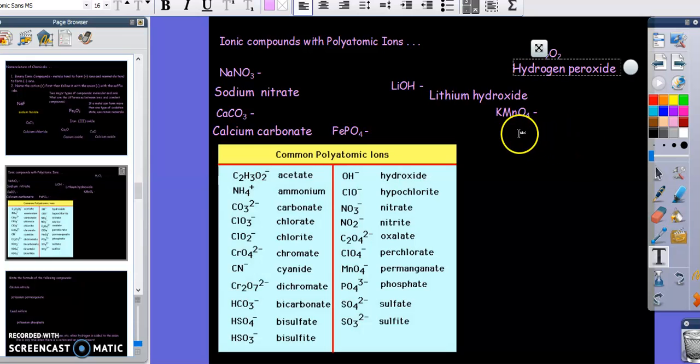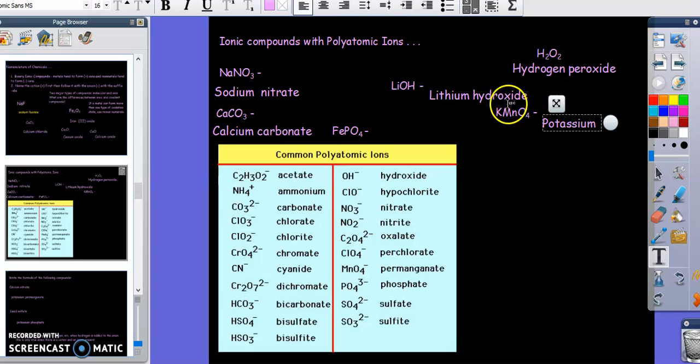So let's take a look at this next to last one here. Name the first element. It is potassium, and then MnO4. I'm going to go down here and see if it's listed. Right there it is. So it's permanganate.